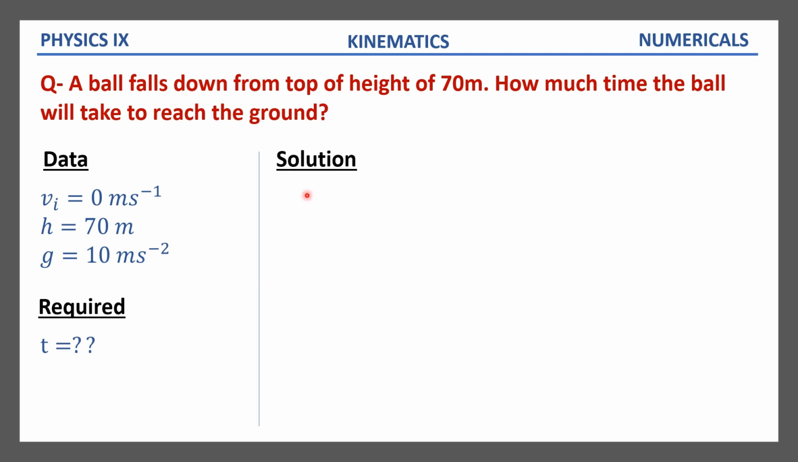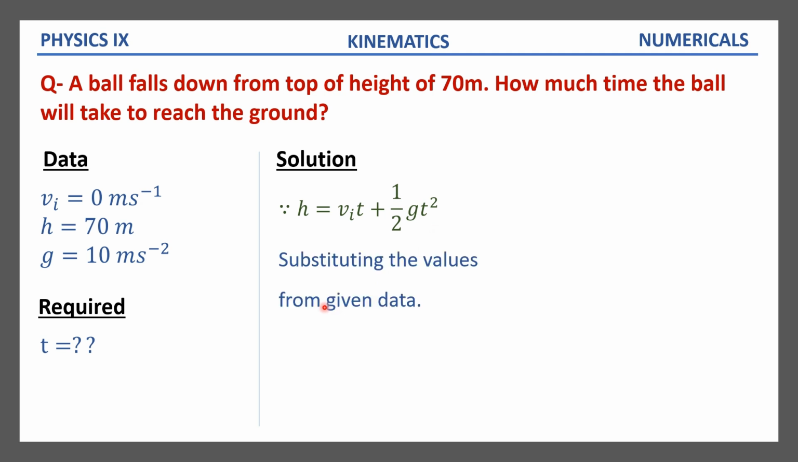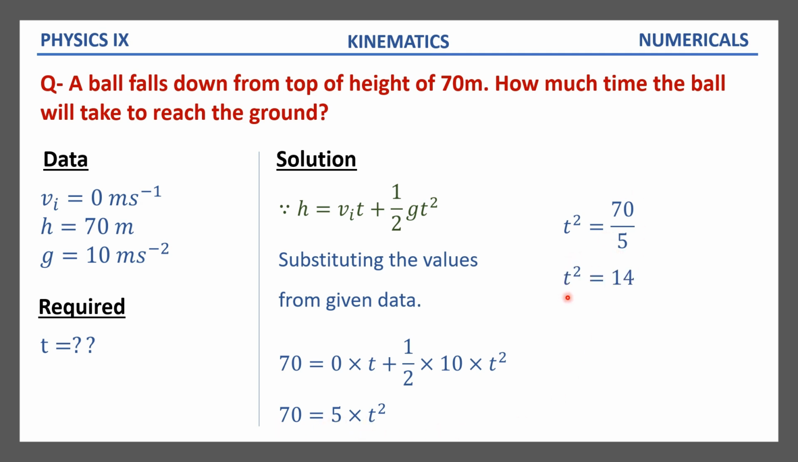Let's find the solution, using the second equation of motion. Substituting the values from the given data, 70 is equal to 0 multiply t plus 1 upon 2 multiply 10 multiply t square. On simplification, the equation becomes 70 equal to 5 into time square. Taking 5 on the other side of the equation in the denominator, 70 divided by 5 is 14. Taking square root on both sides. The answer is 3.7 seconds.